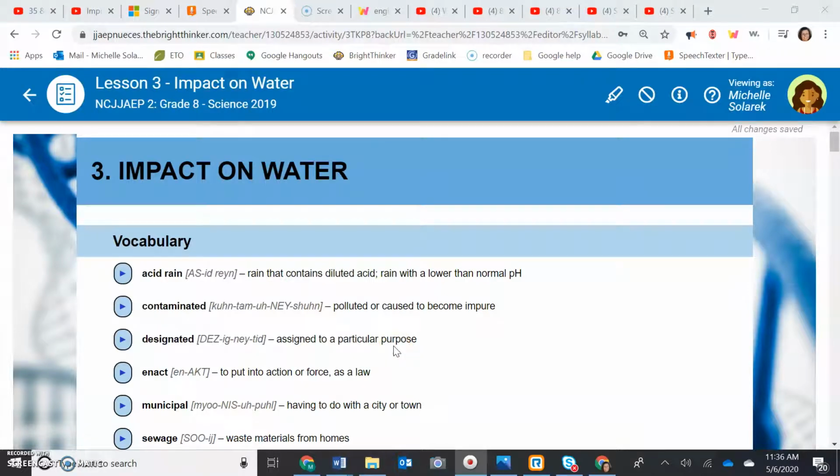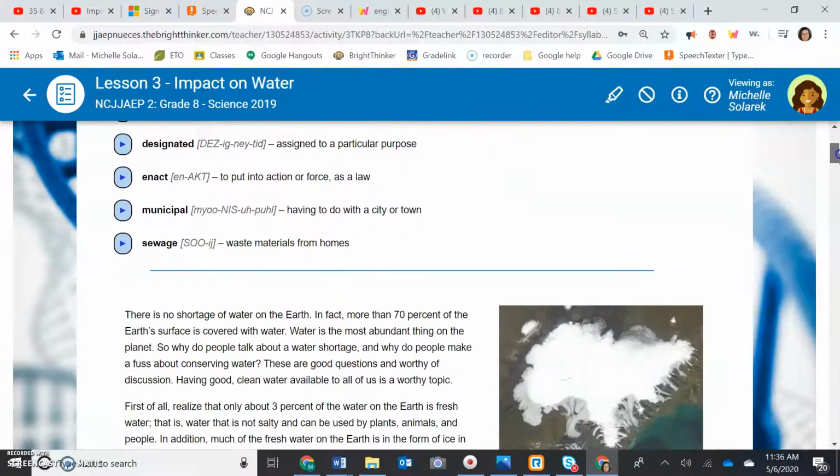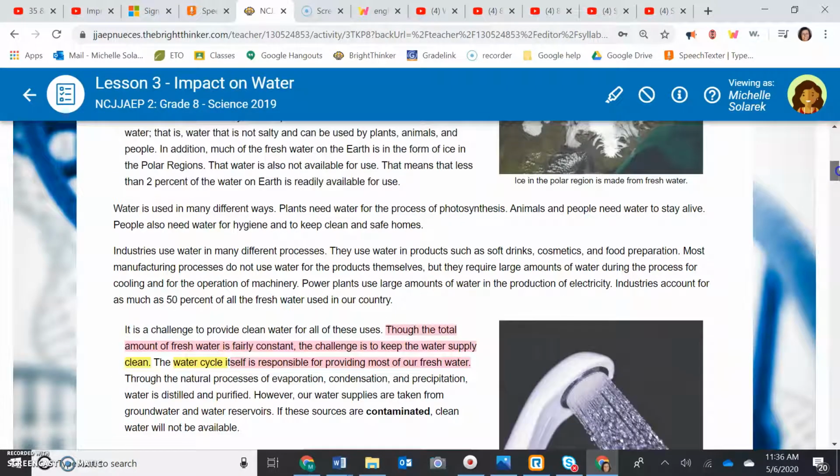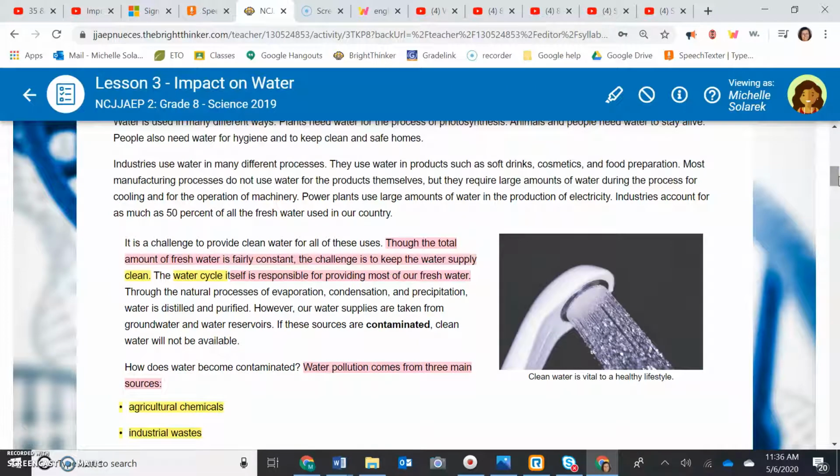Right now we will complete Unit 10, Lesson 3, Impact on Water for 8th grade science. So please write at the top of your page SCI period 10.3. That's Science 10.3. And we're going to look at what happened to water in our world and why people are concerned with it. So we're going to skip all the way down to this to get started.